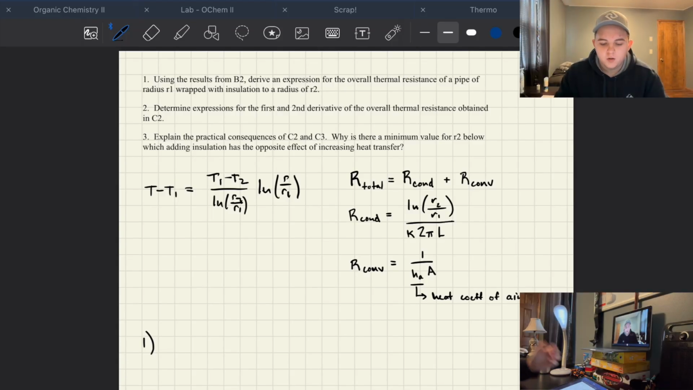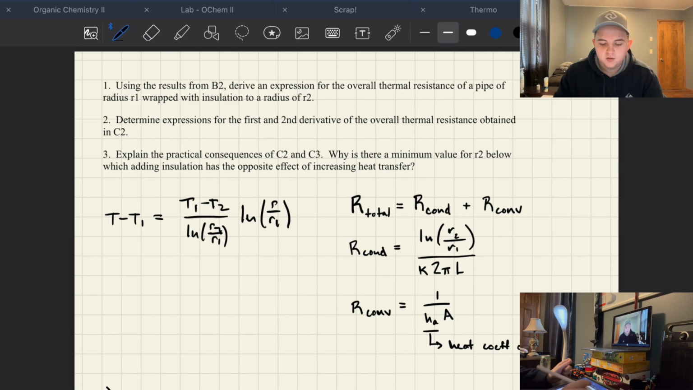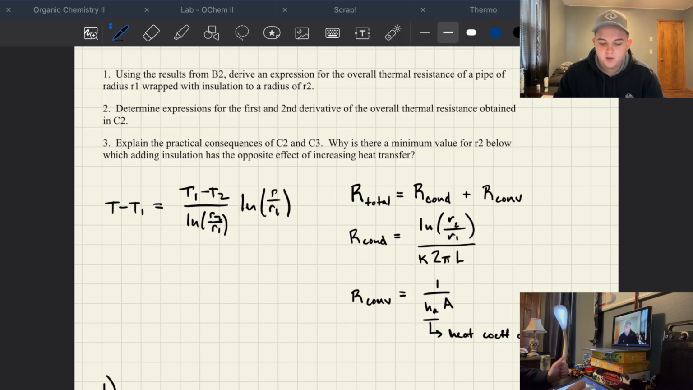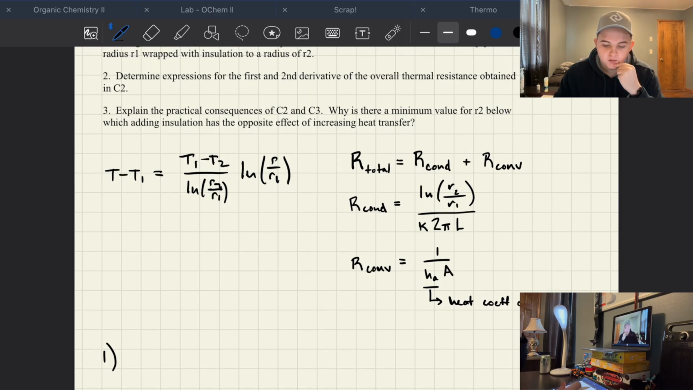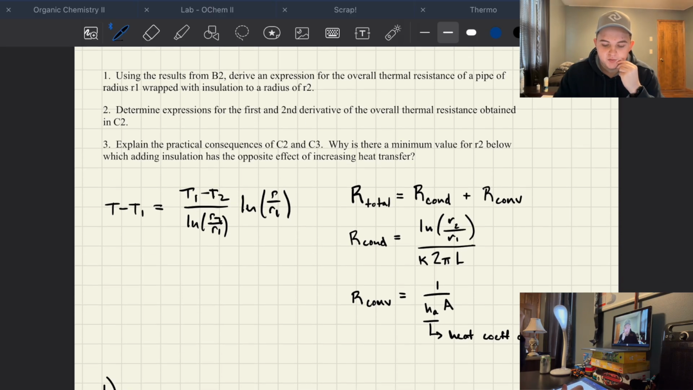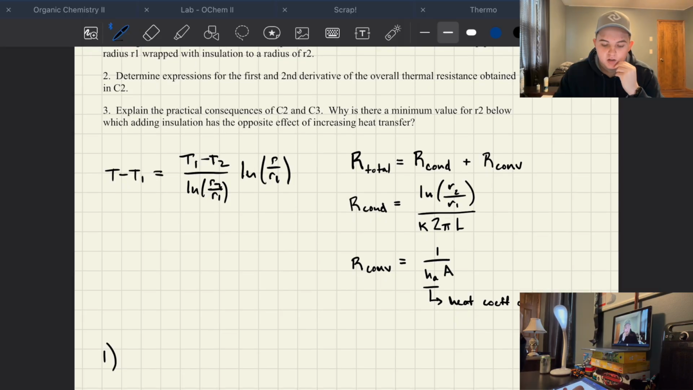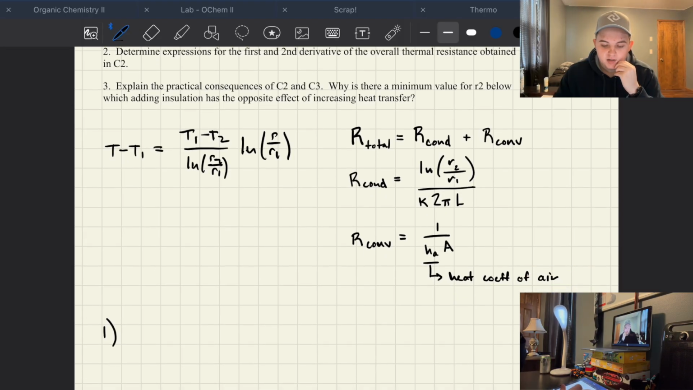Okay, homework 2, part 3. Our question is: using the results from B2, derive an expression for the overall thermal resistance of a pipe of radius R1 wrapped with insulation to a radius of R2. And then determine an expression for the first and second derivative and explain the practical consequences.